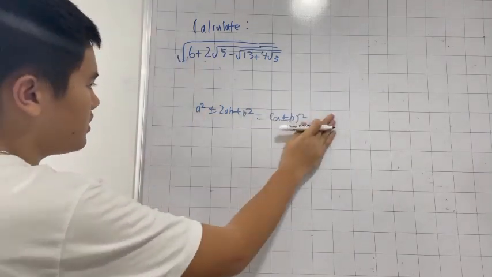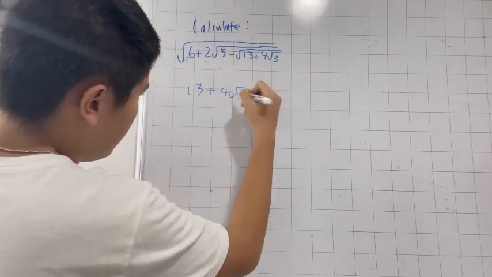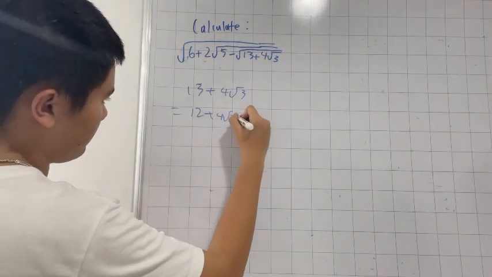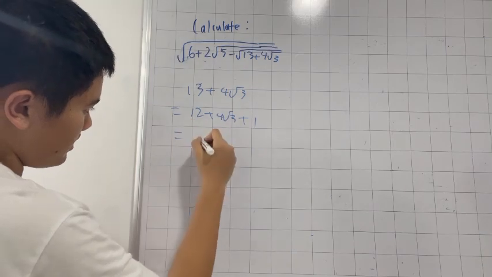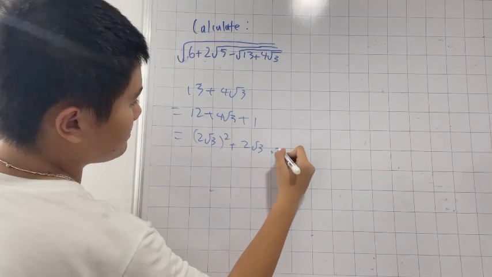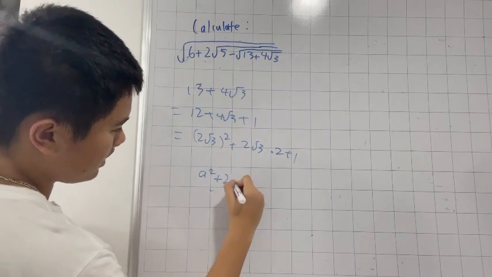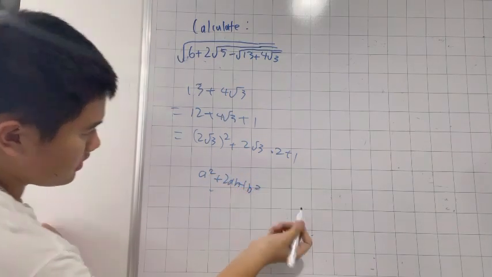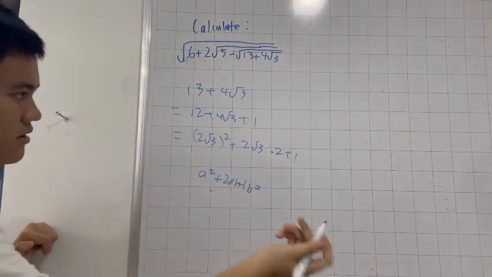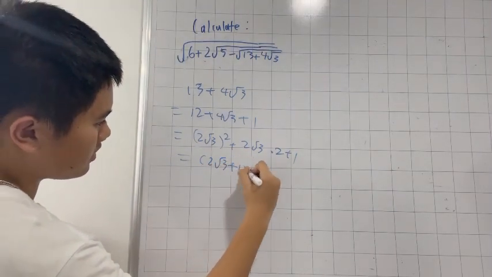Take a quick look and let's solve this. So look, first we get 13 plus 4 square root 3. We can express this as 12 plus 4 square root 3 plus 1. Right? And that is just 2 square root 3 squared plus 2 times 2 square root 3 times 1 plus 1 squared. And look, that's a squared plus 2ab plus b squared. B is 1, a is 2 square root 3, and we got the 2 here. Compare it, it's quite clearly the same. Right? So that will be equal to 2 square root 3 plus 1, squared.